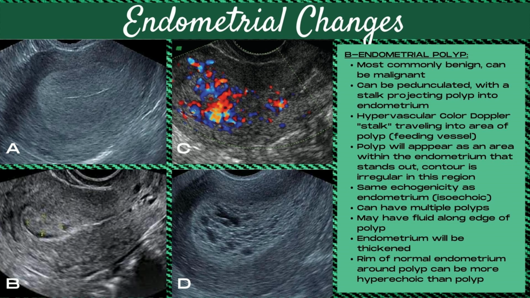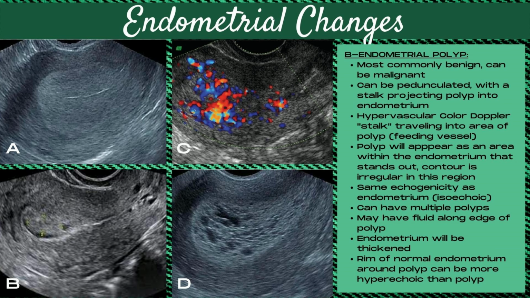Another change that can happen to the endometrium is the presence of an endometrial polyp. And these are most commonly benign, although they can be malignant. And these can be pedunculated with a stalk projecting the polyp into the endometrium and need to be differentiated from a pedunculated submucosal fibroid. They have a classic hypervascular color Doppler stalk traveling into the area of the polyp. This is a feeding vessel.